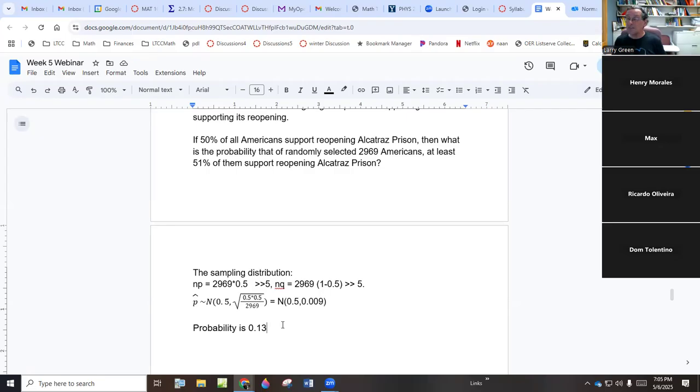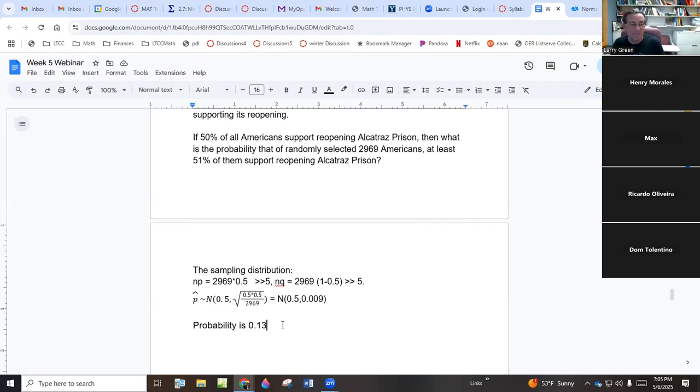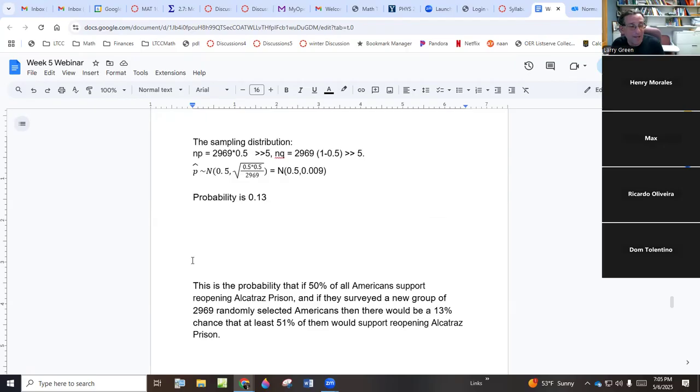Okay, there's a lot involved in this stuff, and it is important. And it needs the stuff that was due last week, right? The normal distribution stuff. Okay, so here's the way we can talk about it. So this is the probability that if 50% of all Americans support reopening Alcatraz prison, then if they surveyed a new group of 2,969 randomly selected Americans, then there would be a 13% chance that at least 51% of them would support reopening Alcatraz prison.